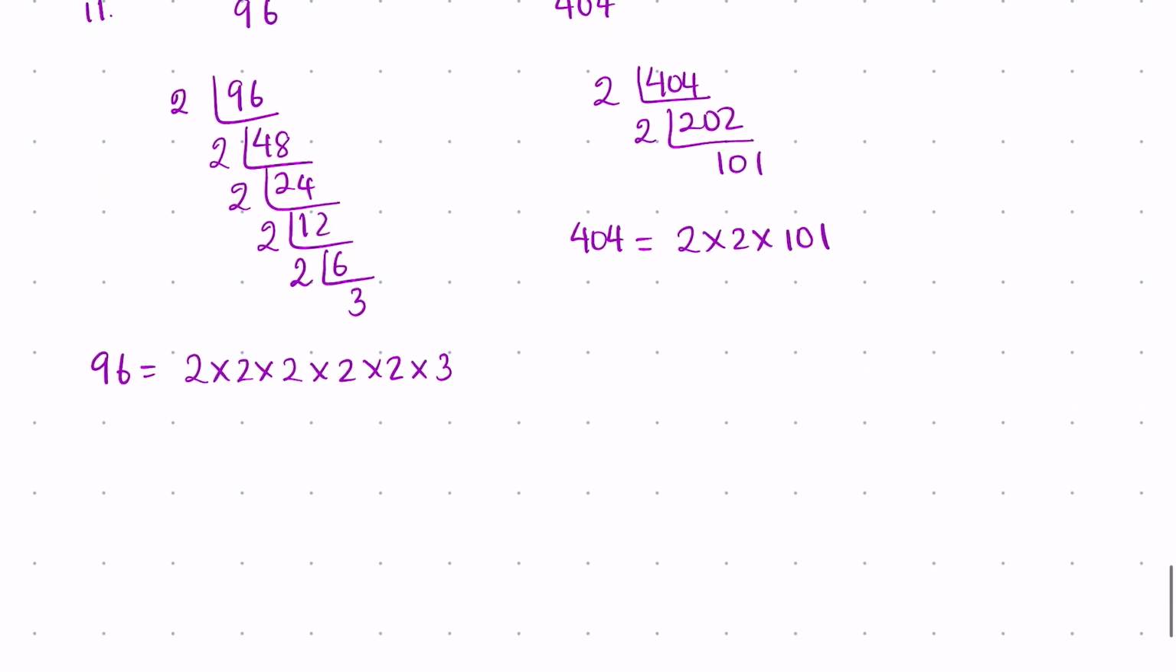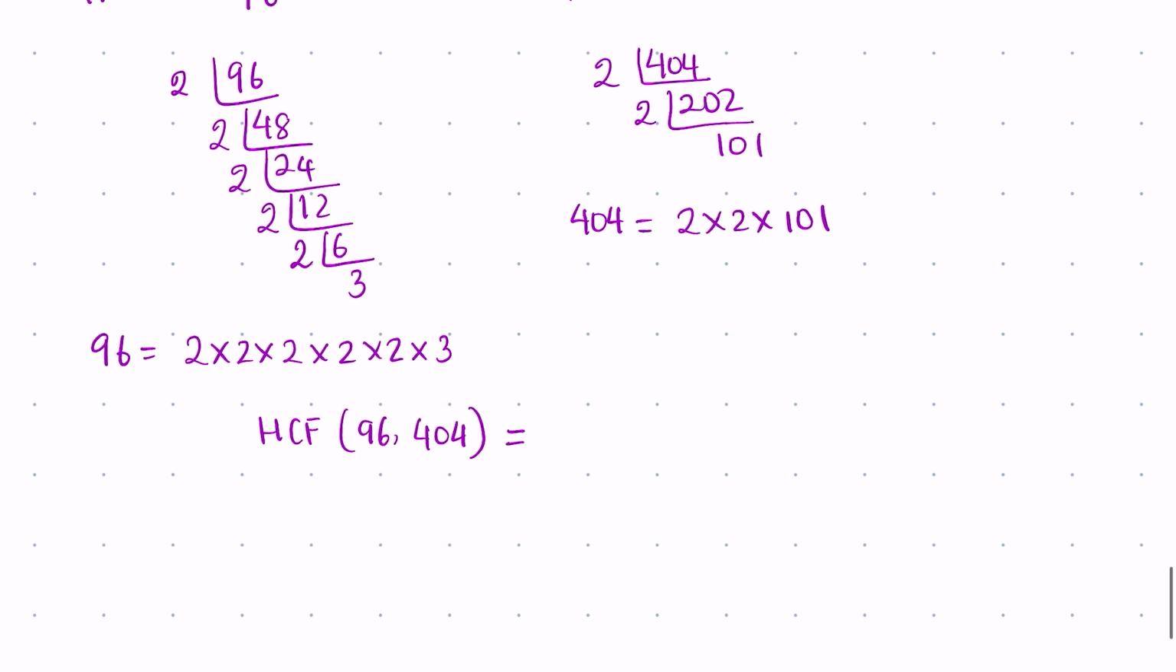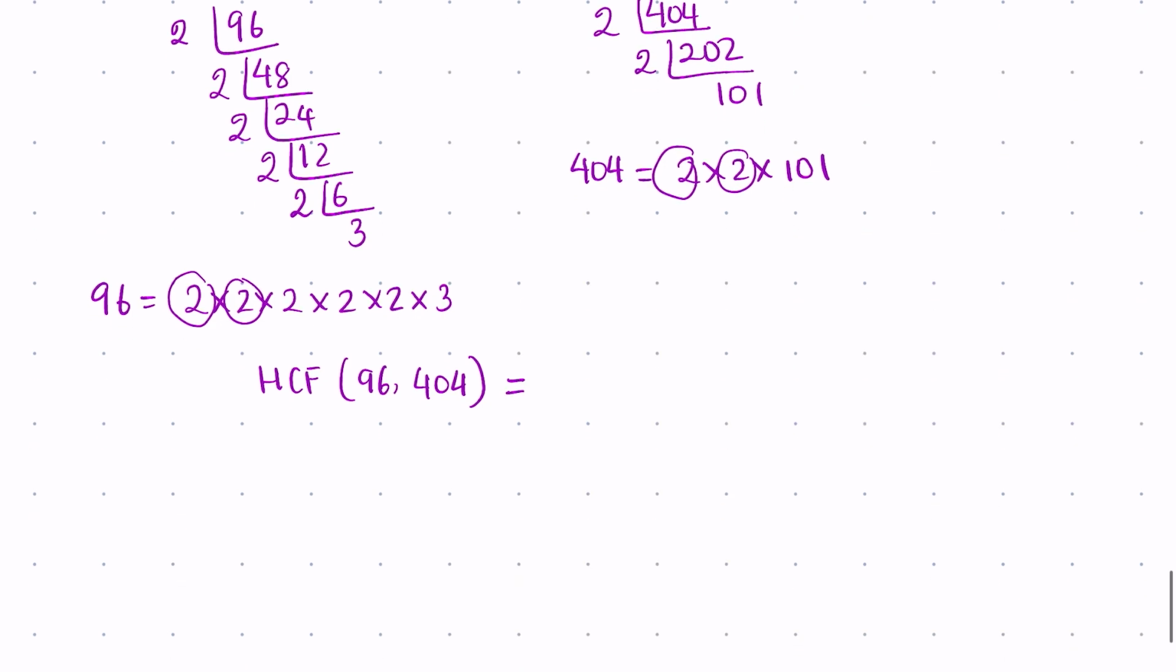Now, HCF of 96 and 404 is nothing but whatever the common factors are here. So 2 is common. Alright, another 2 is common, another 2 is common. That's really pretty much it. So we have 2 times 2, which is 4. Therefore, the HCF is 4. Alright, that's fairly straightforward.